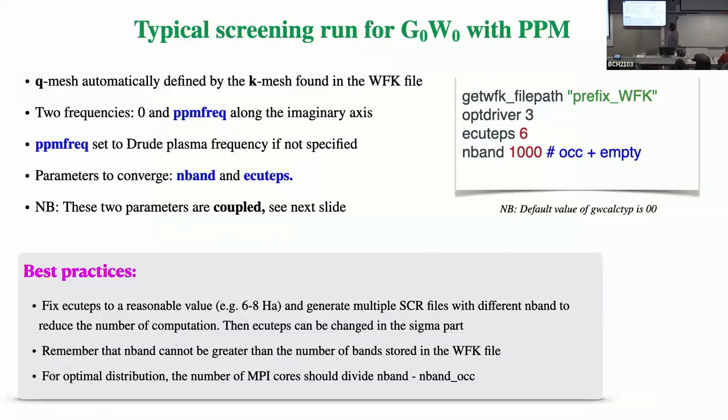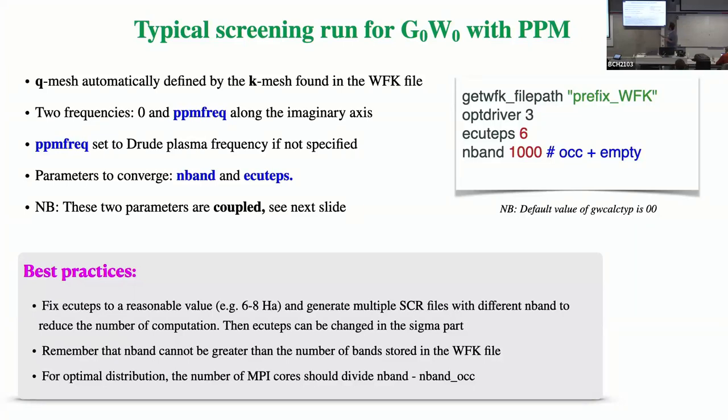This is an example of a typical input file for a screening calculation. First of all, we read the wave function file using this variable here, which is the string defining the path to the external file. Optdriver 3 activates the computation of the polarizability. This is the cutoff energy defining the number of plane waves in chi, and this is the number of bands in the RPA expression.